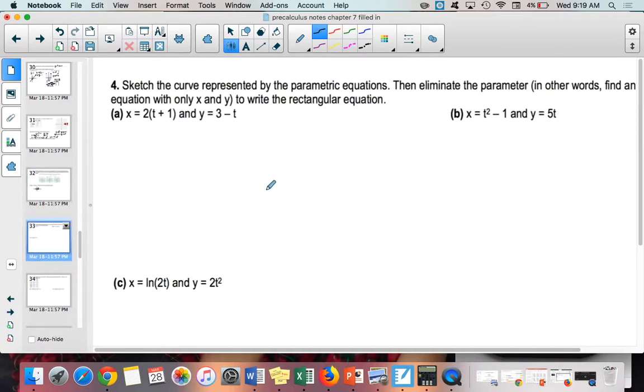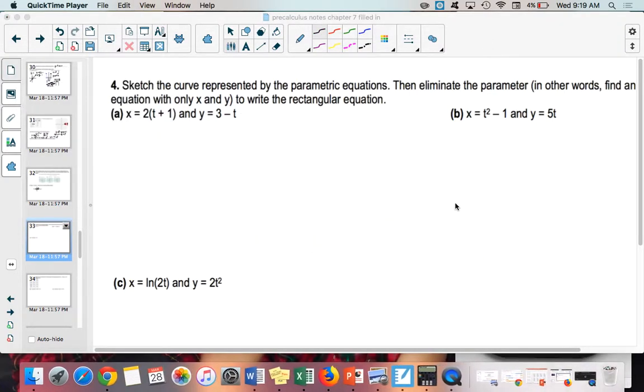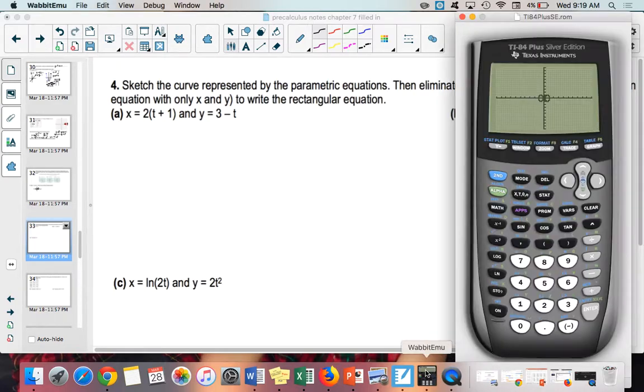So what about the next one? So it says sketch the curve represented with parametric equations, then eliminate the parameter, find an equation with only x and y to write the rectangular equation. All right. I don't know if I want you to do this by hand or not. If I didn't give a t table, we'll just do it on the calculator. So we have 2 times t plus 1. And then we also have, whoops, I did an extra parenthesis there. We have 3 minus t.